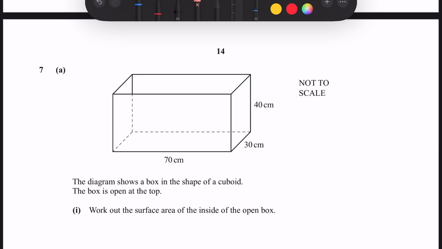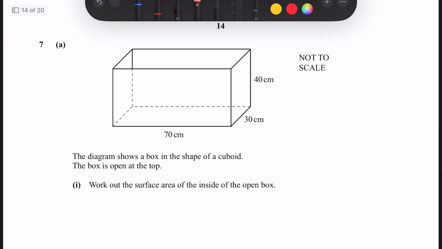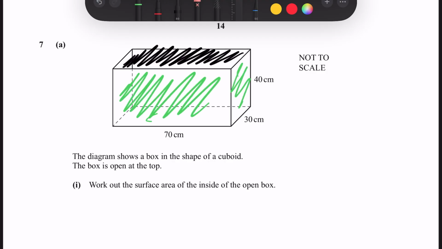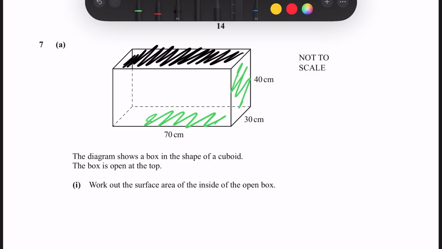Question 7a says that a diagram shows a box in the shape of a cuboid, and the box is open at the top. Part I says to work out the surface area of the inside of the open box. So if the top part is open, this means that it is not included in the surface area. So the only parts that are actually making up the cuboid are these other sides over here: this green side, this green side, this green side, this base, this side, and this side. All this green part represents what's actually contributing to the surface area.